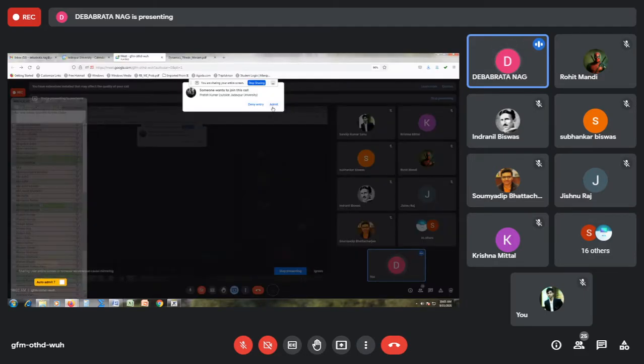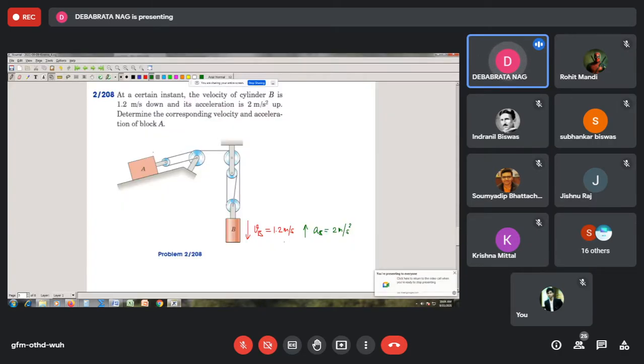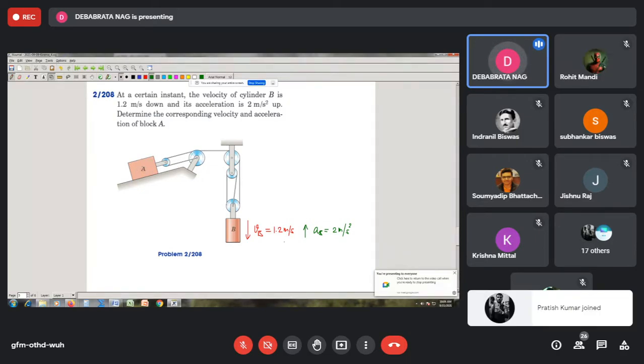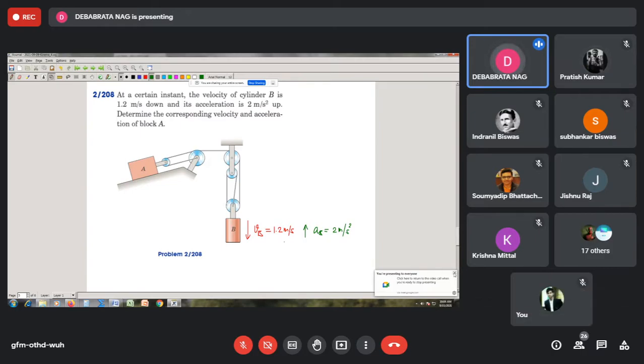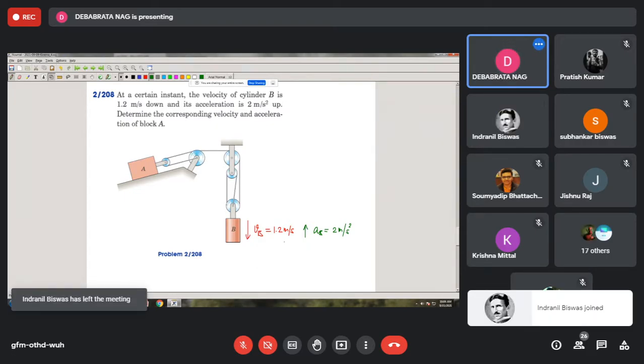So once this data is given to us, we have to find the velocity and acceleration of block A. In order to solve this problem, once again we will apply the principle of constancy of the string length, and then I will show you another method by which we can solve this problem, which is called the physical method of solution.